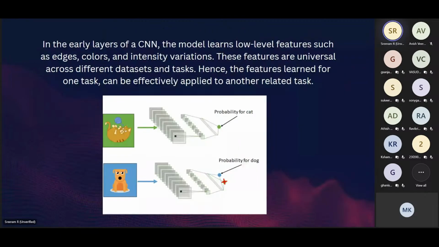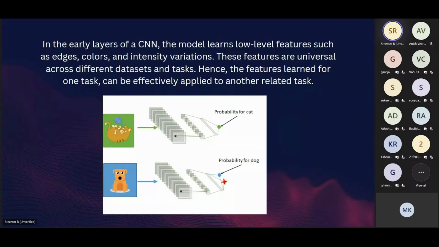So in the early layers of a CNN, the model learns the low-level features. What do you mean by low-level features? Features like edges, color, texture, intensity variation, etc. Right. Such features are not really specific to any particular data set.